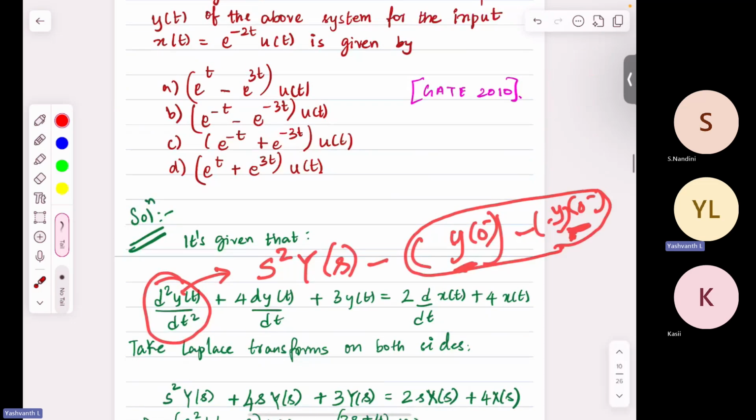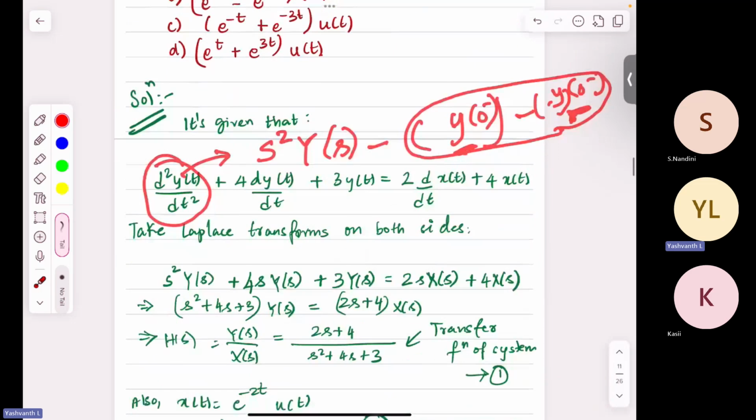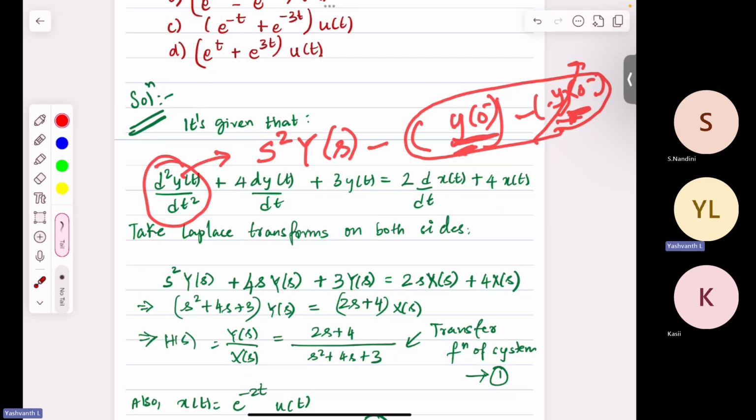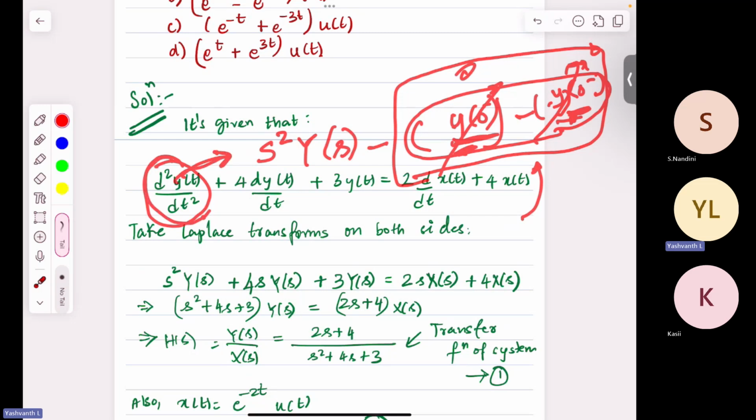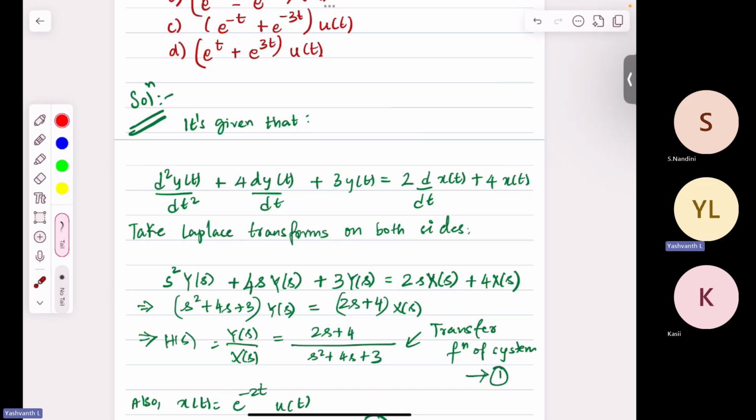In the given question, they have told zero initial condition. Therefore, y of 0 minus will go to 0. But if it is not 0, then there is a slightly different expression for the Laplace transform of the second order derivative. I think it's given in the Oppenheim book. Please check it out. But now don't worry, it is zero initial condition.